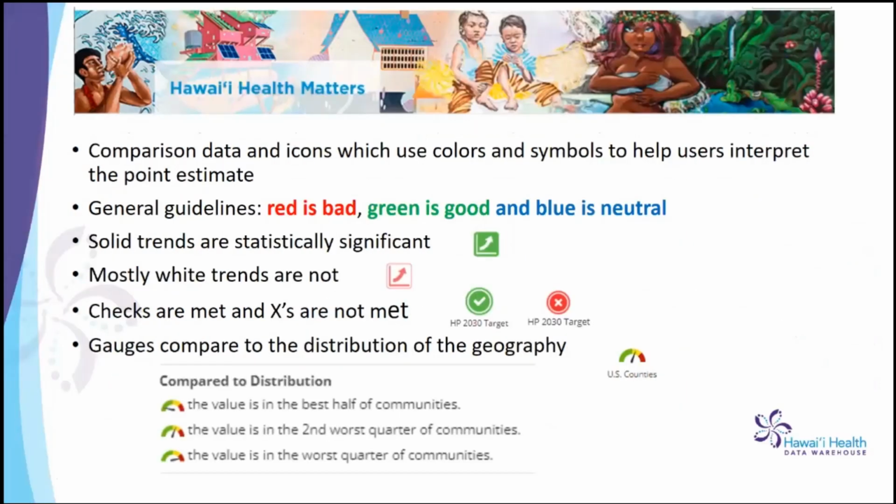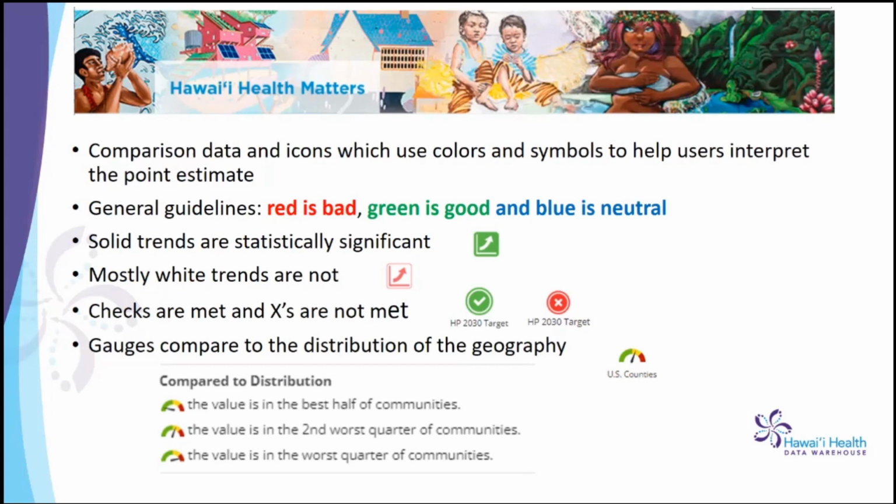Before we get to the site, though, I want to quickly review some of the icons you will see. One of the foundations of HHM is to provide data in context. So not only how are we doing, but how do we compare with the nation? Or how does my county compare to the state? And how do we compare to how we've done in the past?